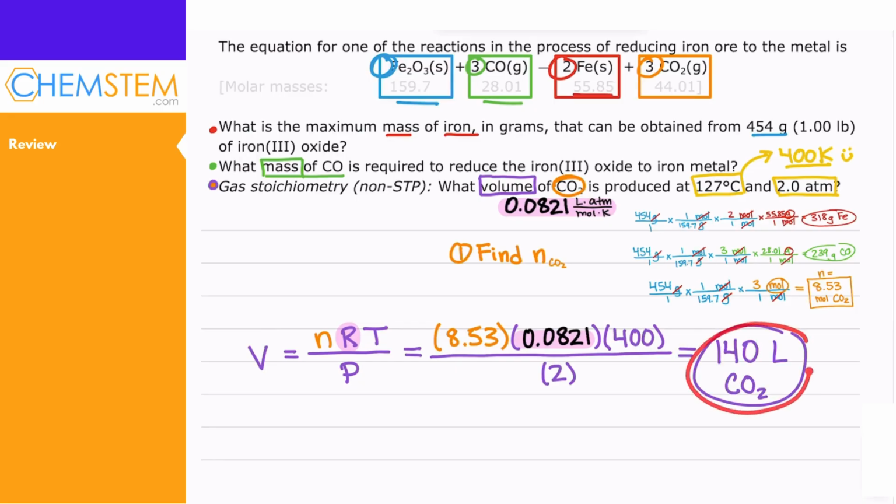And this is the answer. We produce 140 liters of carbon dioxide gas if we start off with 454 grams of the iron 3 oxide and we reduce it to produce pure iron under these conditions.